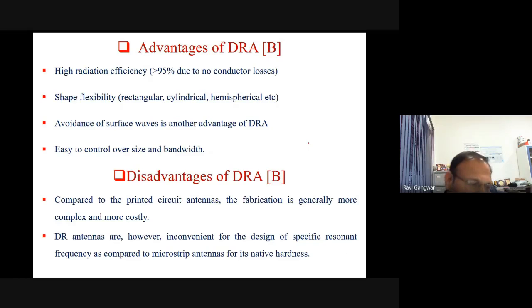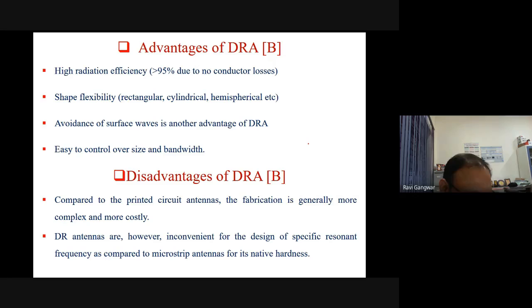So here are the advantages and disadvantages. High radiation efficiency because there are no metallic losses. Then shape flexibility: you can use rectangular, cylindrical, hemispherical, triangular, whatever shape. Avoidance of surface waves, because there is no metal surface, so there is no surface wave. And easy control over size and bandwidth with respect to epsilon r and shape.